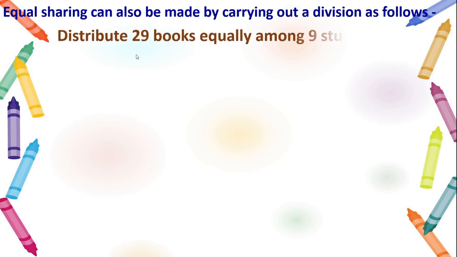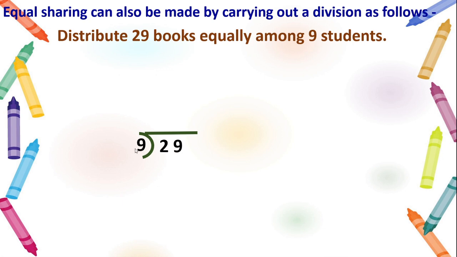One more sum. Distribute 29 books equally among 9 children. Now 29 books, so we are going to divide 29 among 9 students. You know now 29 means total books, 9 number of students. Okay. Now we are going to divide 29 by 9.